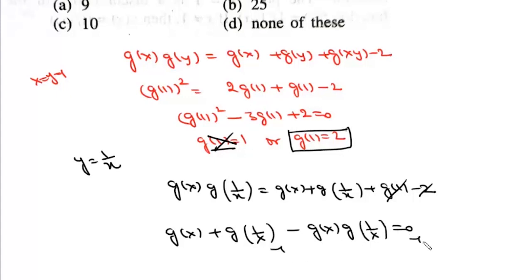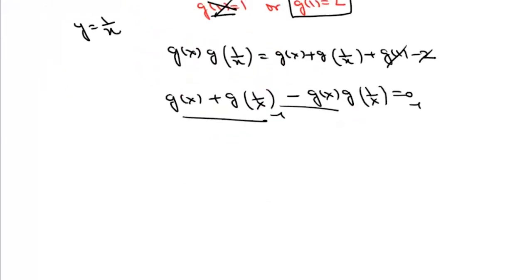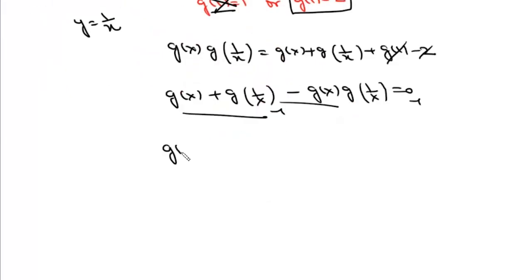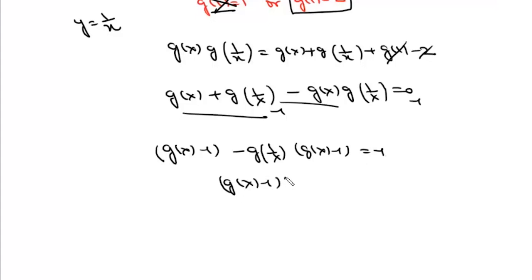Now we'll subtract 1 both sides. Now we'll take this together and this together. So we can write gx minus 1, and here we'll take minus g1 by x common, and then it will be gx minus 1. This is equal to minus 1. We'll factorize and multiply this minus 1 here. We can write gx minus 1 into g1 by x minus 1 is equal to 1.